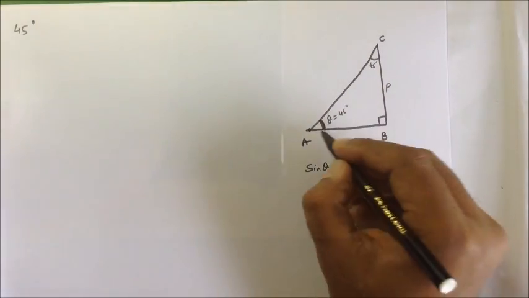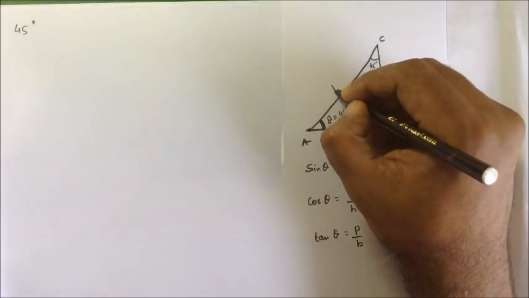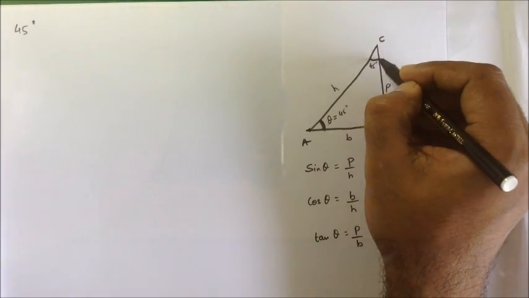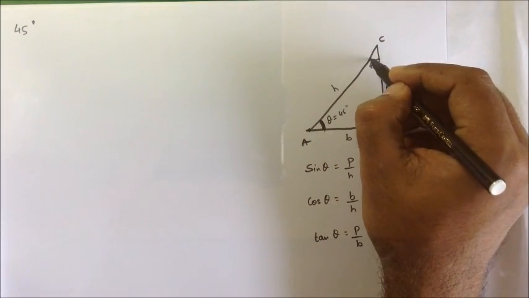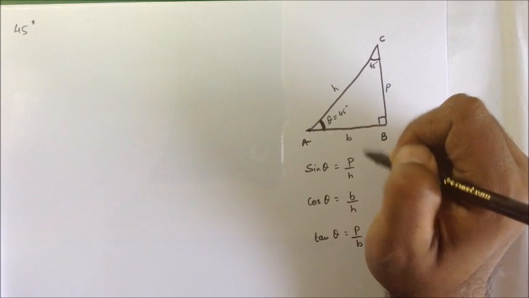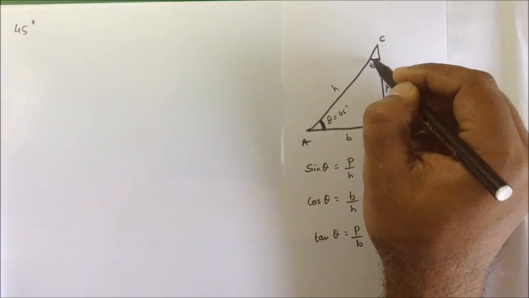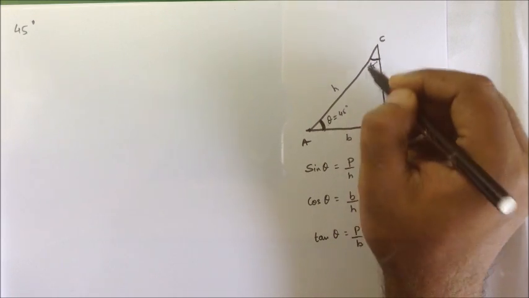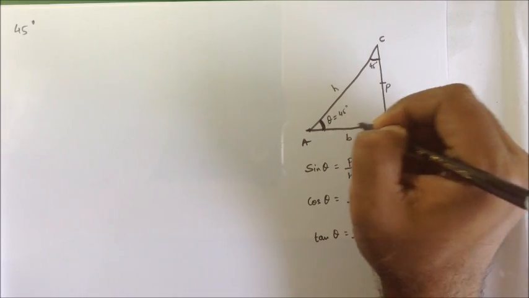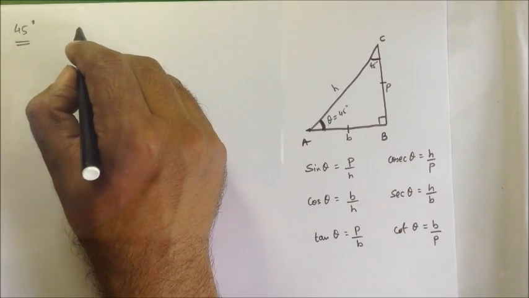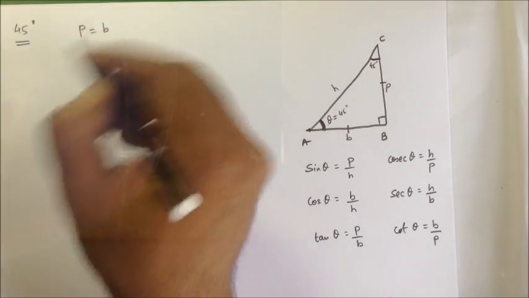Now for this angle theta, BC is the perpendicular, AB is the base, and AC is the hypotenuse. Now since this is an isosceles triangle, since 2 angles are 45, we know that sides opposite equal angles are also equal, hence P and B would be same or equal. Hence for 45 degree we get the condition that P is equal to B.